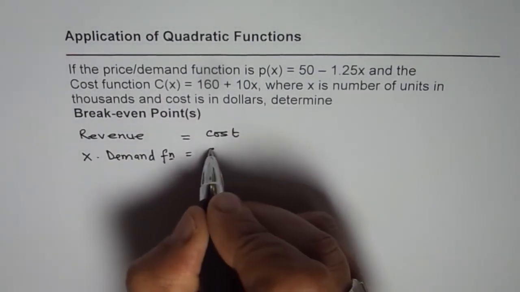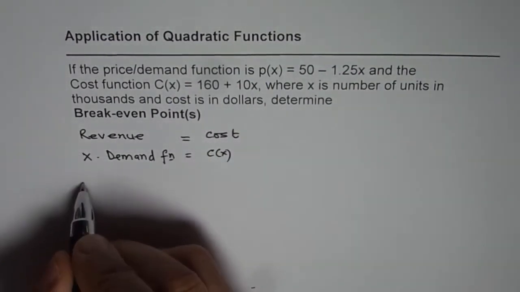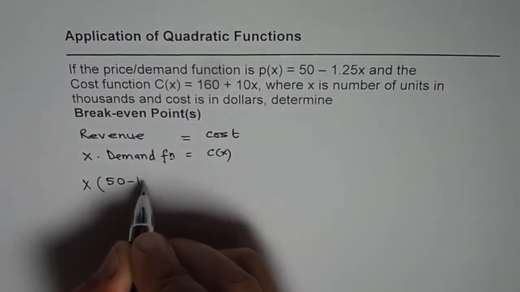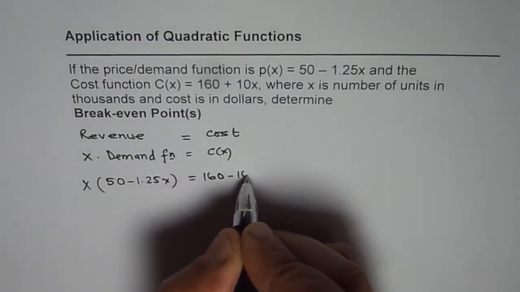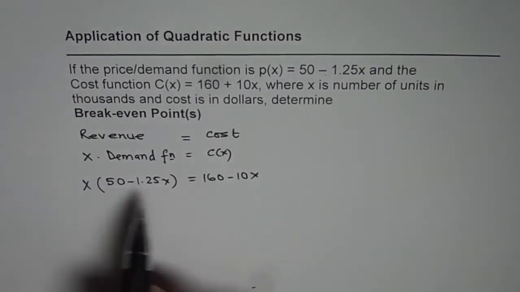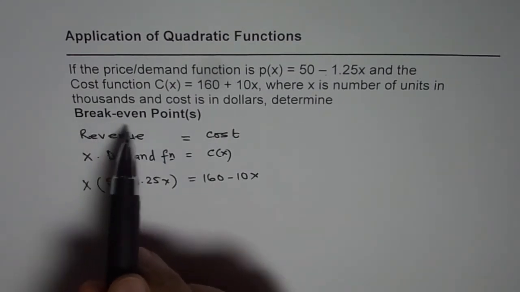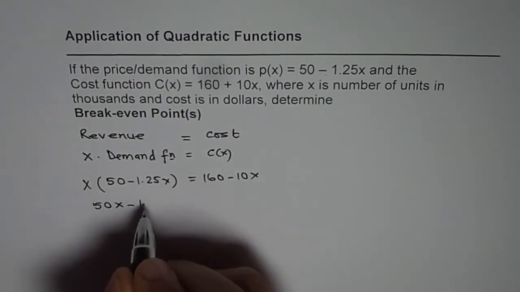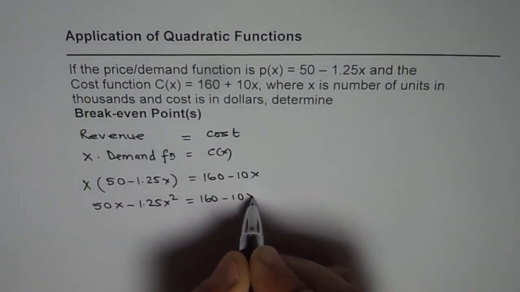The cost function is already given to us, C(X), in this particular case. So let's relate the two. Revenue will be X times the demand function, 50 - 1.25X, and the cost function is 160 + 10X. So we get an equation from revenue equals cost. This is a quadratic equation which we need to solve to figure out the break-even point. Let's expand and simplify. So we get 50x - 1.25x² = 160 + 10x.